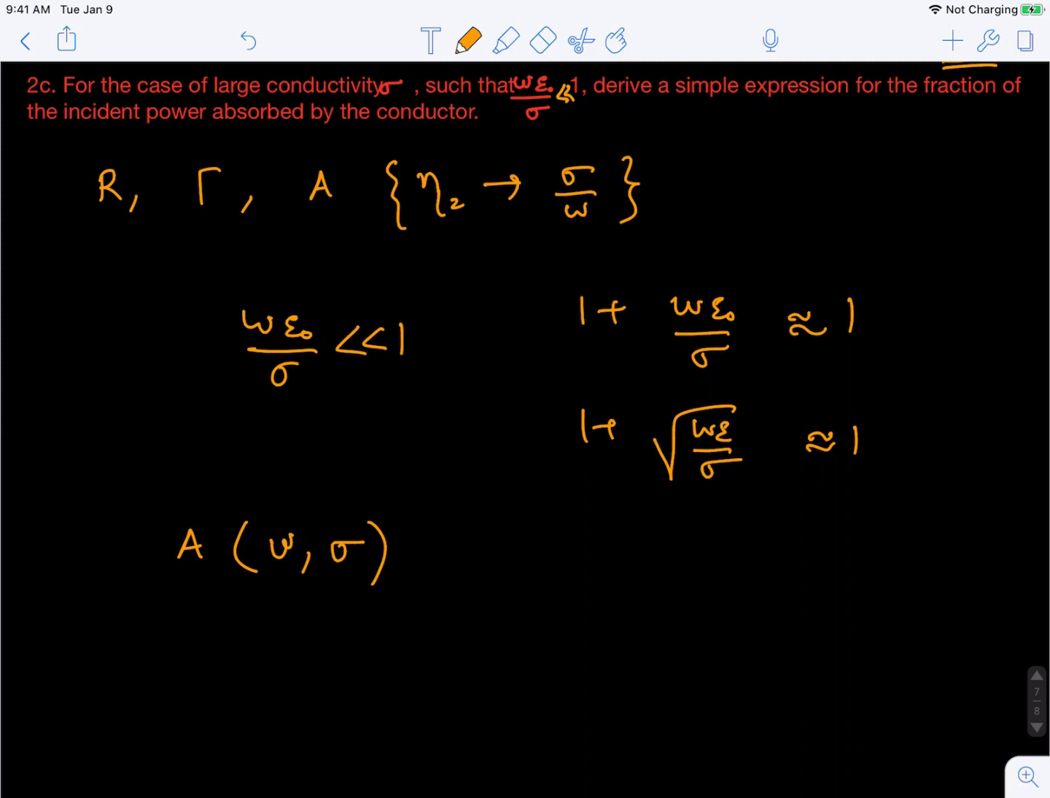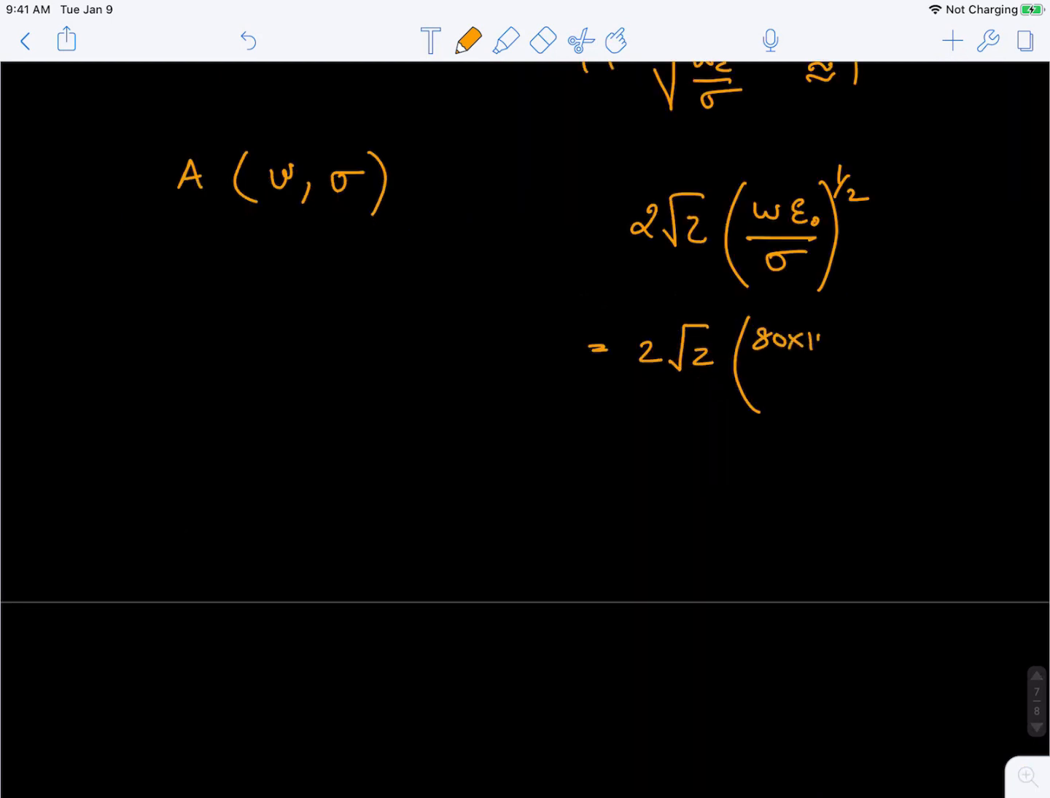I think ultimately you should get an expression which is 2 root 2 times (omega epsilon naught divided by sigma) whole to the power half. So it will be 2 root 2 times, 80 gigahertz, epsilon naught is 8.8 times 10 to the power minus 12, divided by 2.98 times 10 to the power 7, whole to the power half. So the value is going to be 4.36 times 10 to the power minus 4.